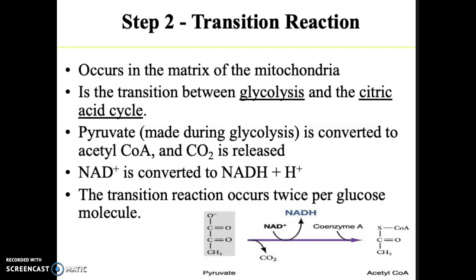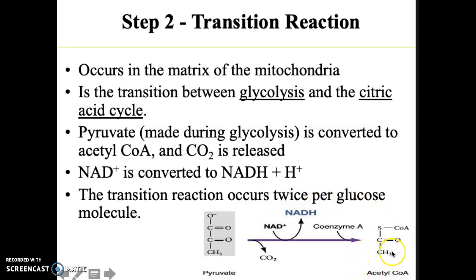The matrix is the inside, it's the gel inside the mitochondria. I think I said to all my classes yesterday, it looks like a river that goes to nowhere. Okay, so we're in the gel of the mitochondria. In that process, we're going to take each one of those pyruvates and use those pyruvates to drive a reaction where we make some NADH.